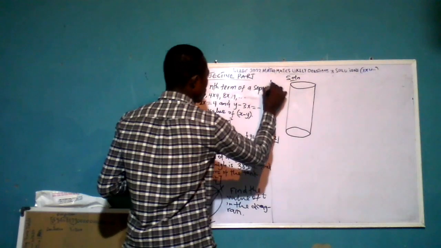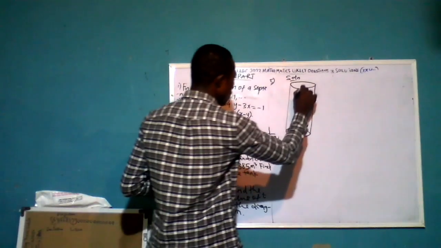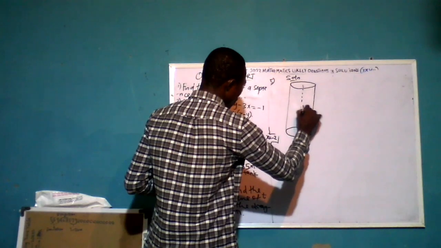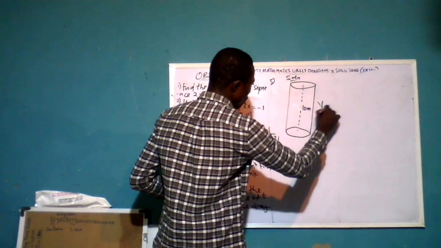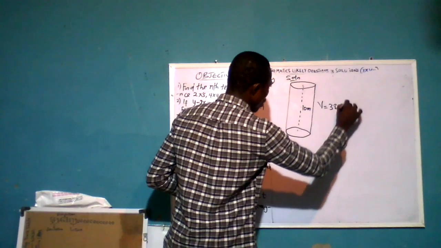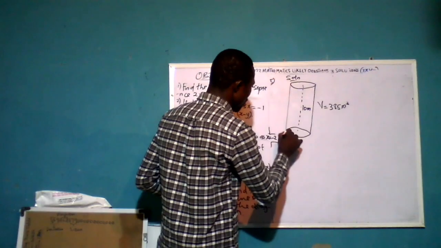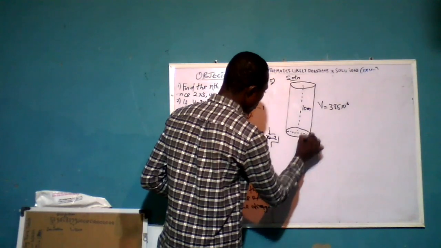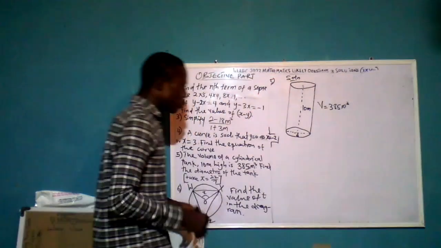I'm taking question number 5, don't forget that. We are told that the height is 10 meters, and the volume V is equal to 385 meters cube, and we have to find the diameter. The diameter is just the distance that runs through the base, the line that divides the base into two equal parts. This is the diameter. And don't forget, diameter is 2 times radius.